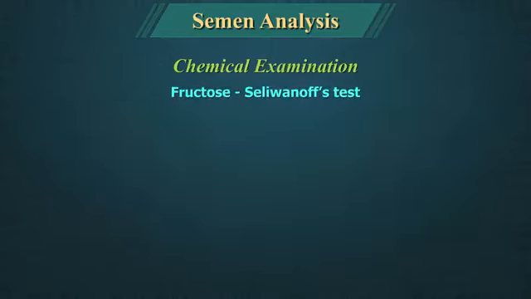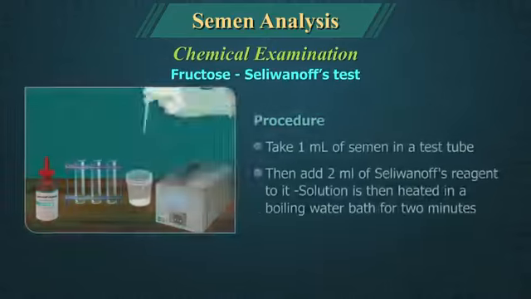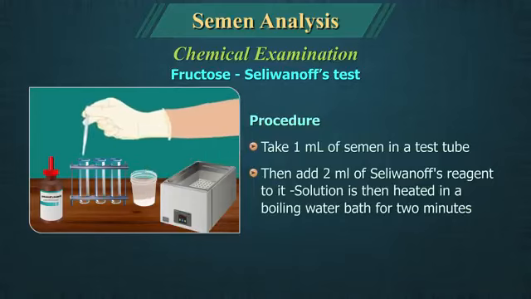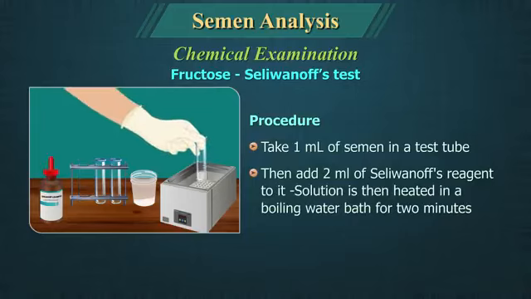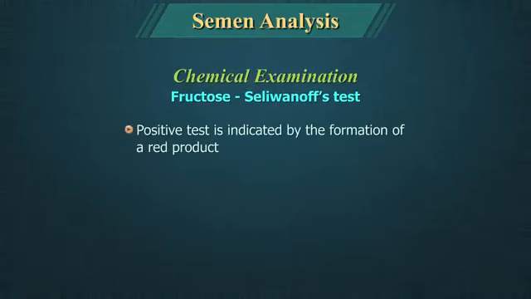Fructose using Selvinov's test. Procedure. Take 1 ml of semen in a test tube. Add 2 ml of Selvinov's reagent to it. The solution is then heated in a boiling water bath for 2 minutes. A positive test is indicated by formation of a red product.